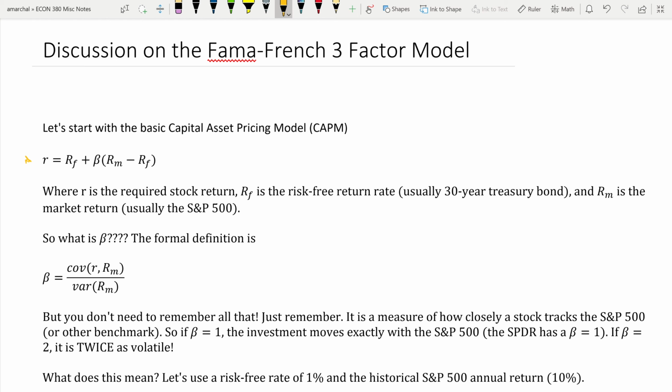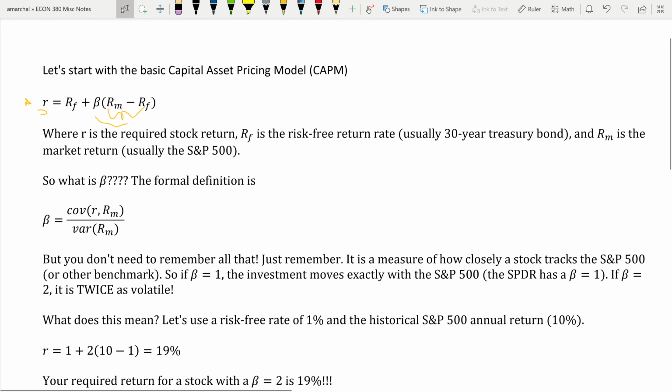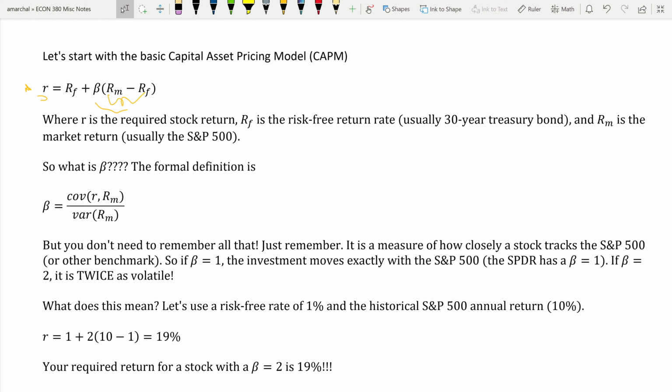volatile. And this all goes to say that you have what we call the risk premium right here, and the required return rate is equal to the risk-free rate plus the correlation with the risk premium that is required by the market. So let's use a simple example. Let's assume this beta equal to 2, so a super volatile stock, twice as volatile as the S&P 500. Then we're going to use the current approximate risk-free rate of 1% and the historical S&P 500 annual return of 10%. So we're looking at a 1-year return in this case.